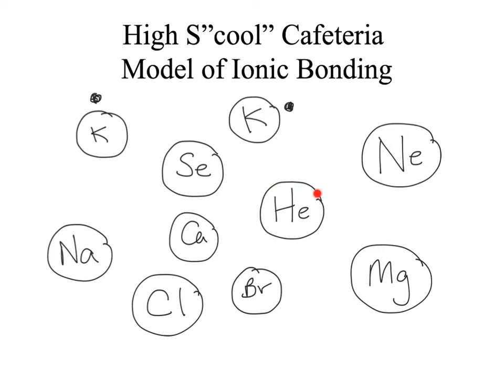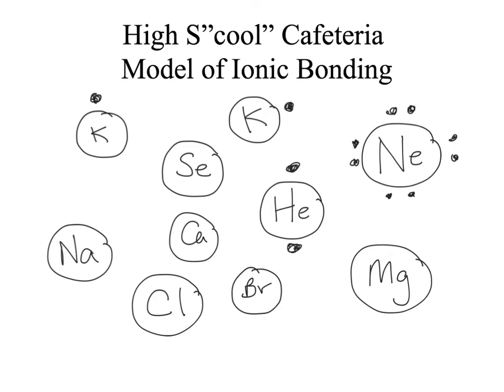Now the tables for helium and neon have 8 chairs because helium and neon are noble gases. They have full valence electron shells, which means that they have 8 valence electrons for neon and 2 valence electrons for helium. Remembering that helium only has 1 electron shell and holds just 2 electrons. So let me go ahead and put those chairs in for helium and for neon.